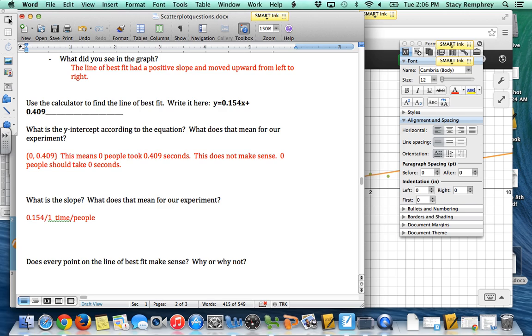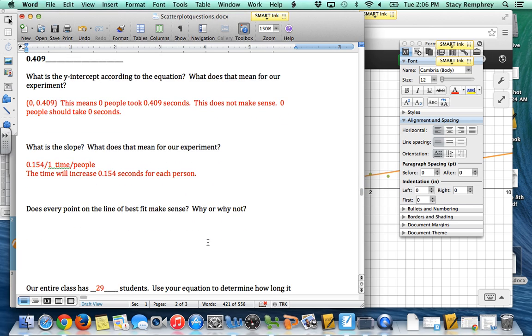So this is saying that time will increase because it was positive, 0.154 seconds for each person. You can see here, this might help some of you to start, and then over here is where you will make sure to say increase or decrease, is it positive or negative, and put the units with it.